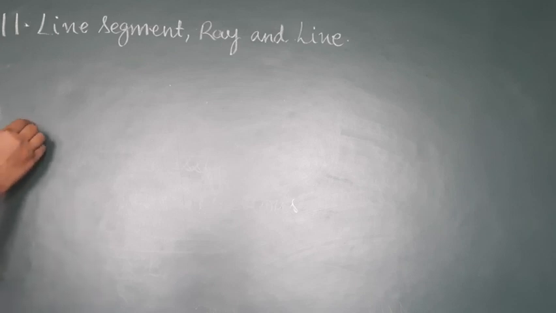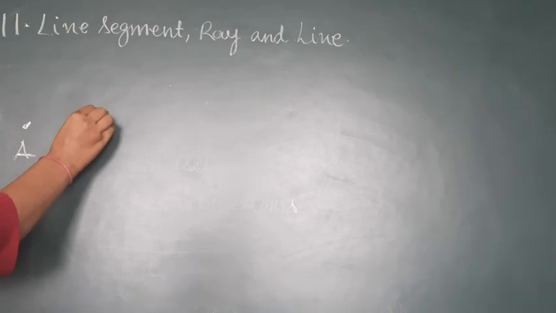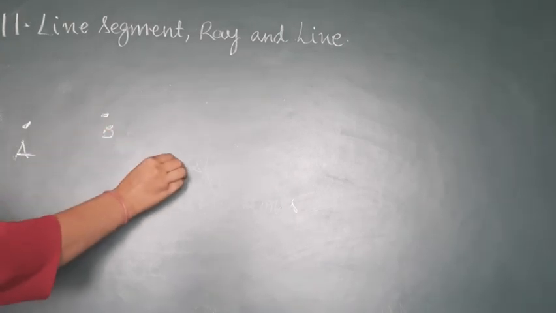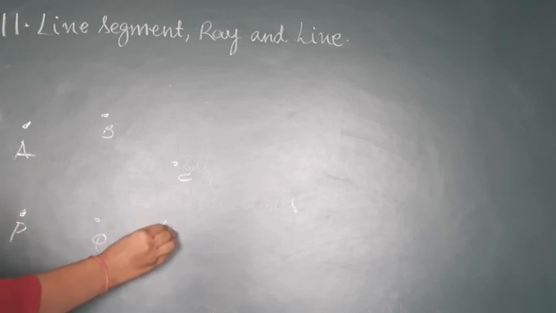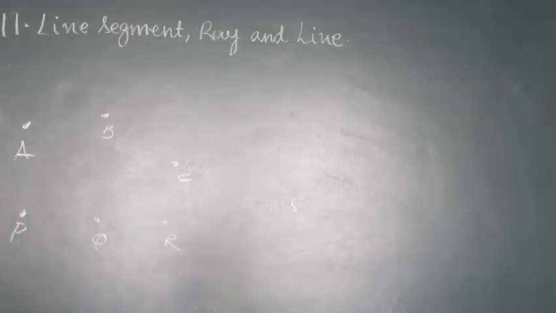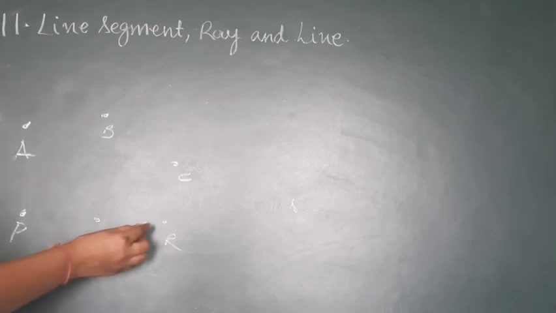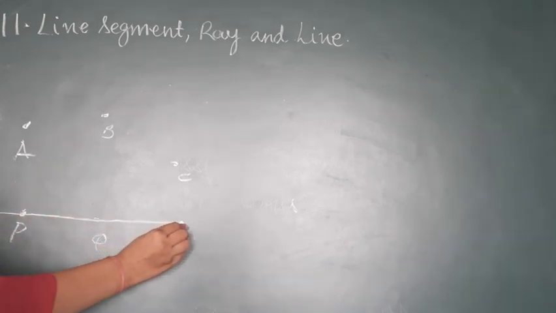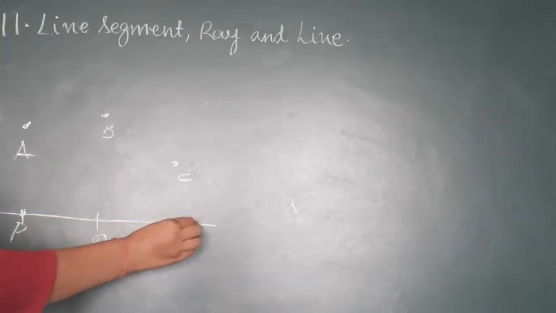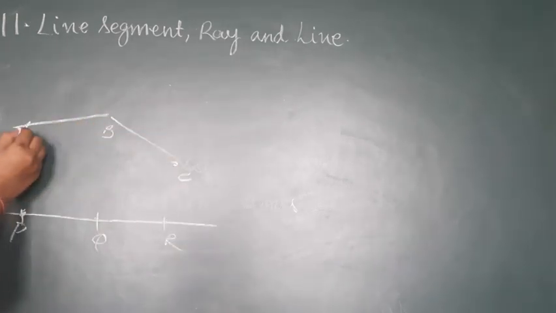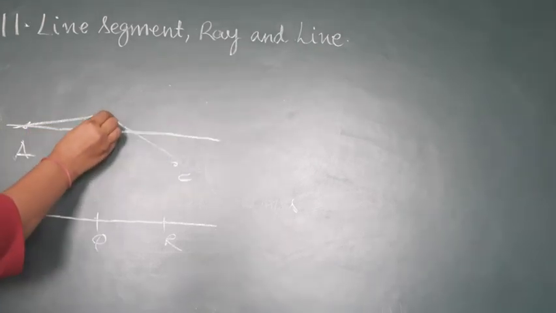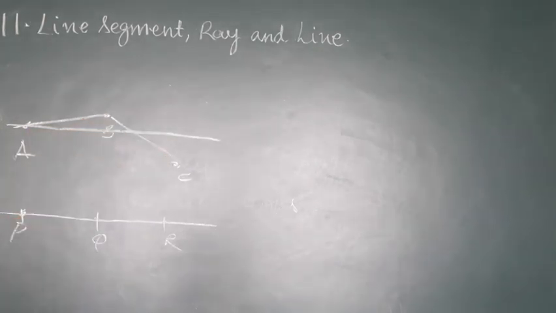For example, I am placing the points A, B, and C, and another set, P, Q, and R. Out of these two sets, which of the points are collinear? Obviously, P, Q, R are collinear. Why? Because they are on the same line. But A, B and C are not on the same line. See, if I draw a line, B is above and C is below the line. So A, B and C are not collinear.